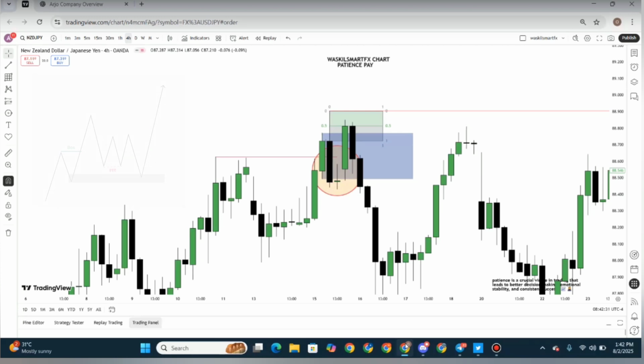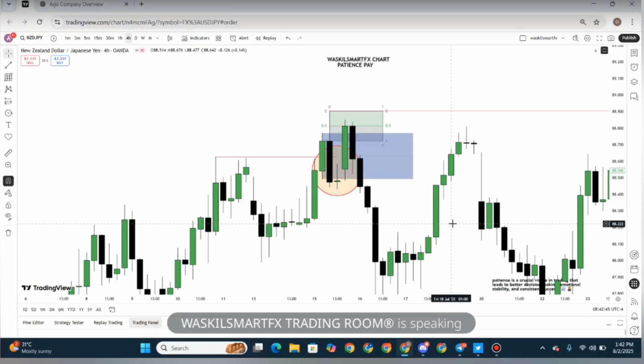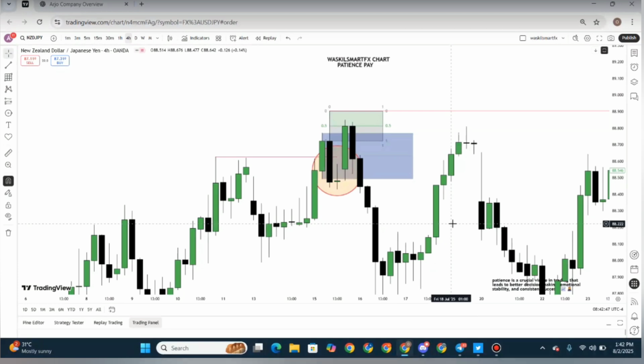Now, you guys can see the mitigation of the first order block there. So let's say if I was in a trade, or let's say if I was bearish on this pair and price was just mitigating that.